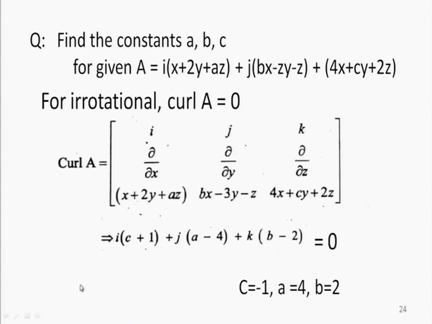So, the curl formula is very simple. Curl A is equal to the determinant of i j k, dou by dou x, dou by dou y, dou by dou z, and this value is brought here, and we will substitute these things and equate it to 0. We calculate that C is equal to -1, A is equal to 4 and B equal to 2. This is the curl of that particular vector A that we have.